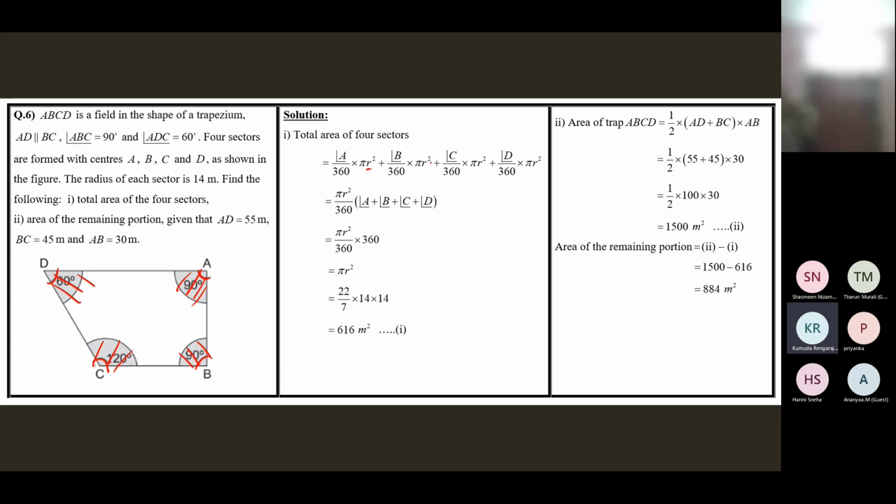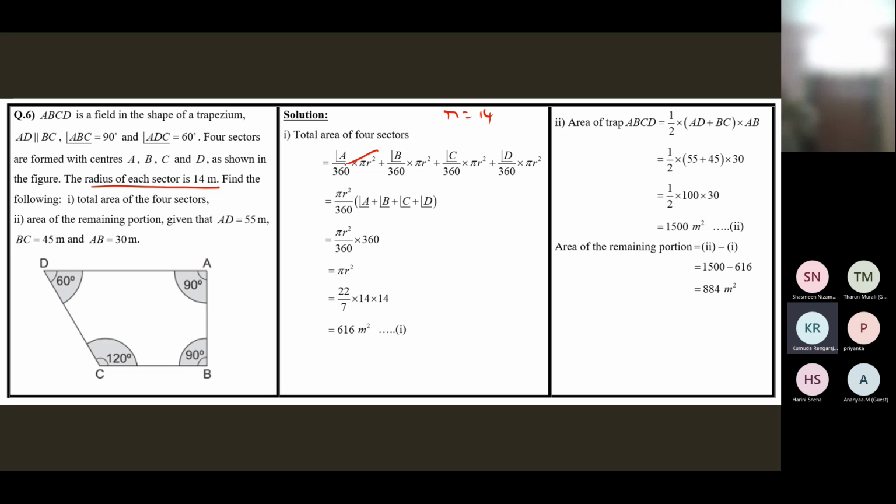Why are we using R everywhere, why are we not writing R1, R2, R3, R4? That's because the value of the radius is the same everywhere. For all the four sectors, the radius is 14 meters. If it were different, then we would have to say R1, R2, R3, R4. But it's given that the radius of each sector is the same, 14 meters. So everywhere R is 14. So pi r squared, pi r squared, pi r squared, pi r squared.